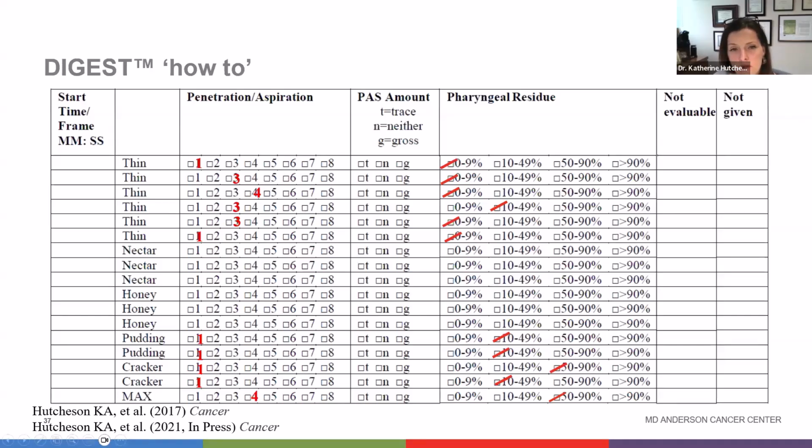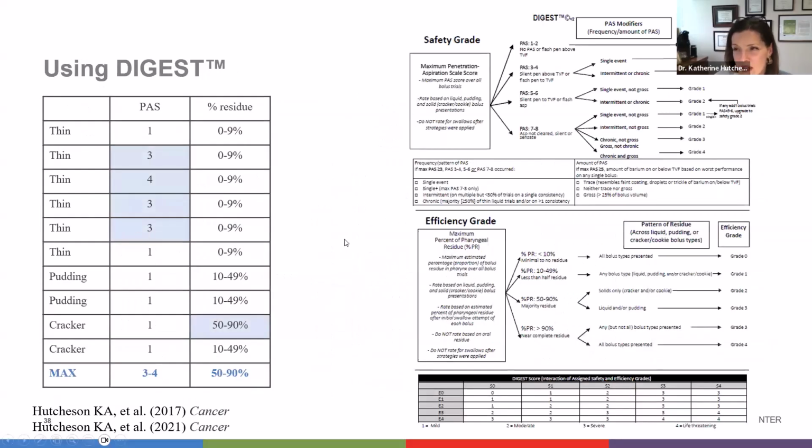I've taken these results and put them into this easier to see table next to the flow chart to show that we would then observe the worst of impairment on PAS scores, which I've blocked in blue, and the worst of impairment in residue, and use that information then to crosswalk the flow chart. So for this patient, the maximum PAS score is 3 to 4. 3s and 4s occurred chronically, which is defined as 50% or more of the thin liquid trials on this bolus protocol. So that is a safety grade of 1, S1, reflecting mild safety impairment.